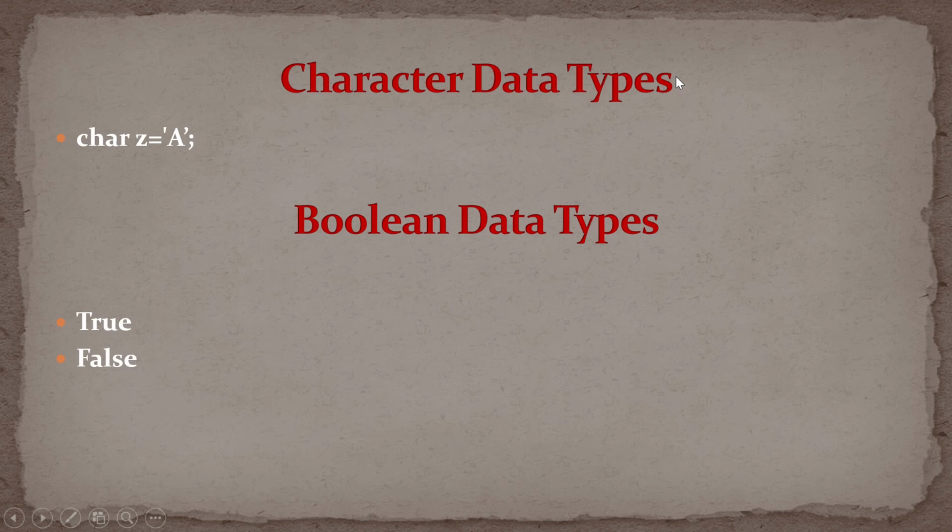The next data type is the character data type. The character data type is used if you want to hold any character. So guys, there is always a confusion between string and character. Character is only one character. A combination of characters is called a string, not a character.